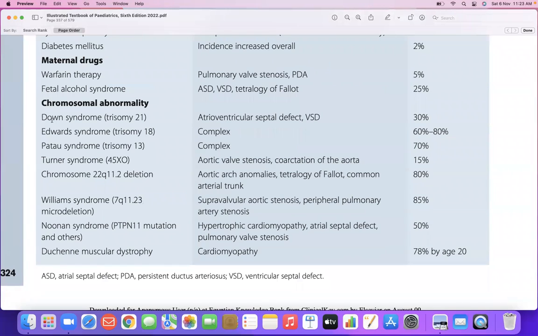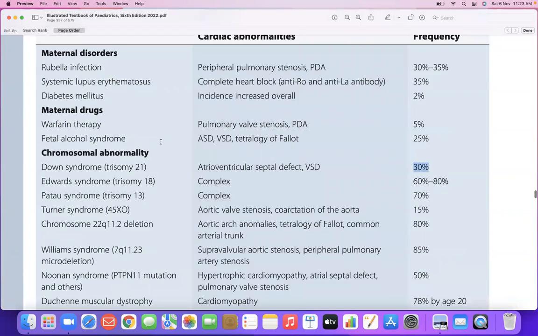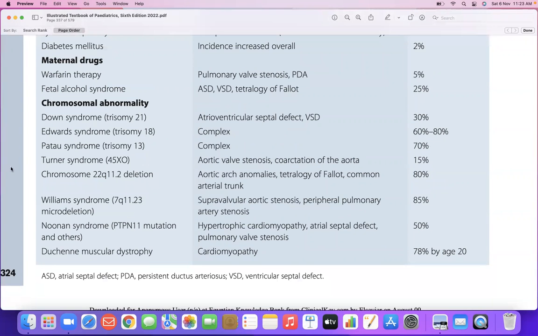Next, chromosomal abnormality. So you have Down syndrome, as I told you before, with AVSD and VSD, and it is 30%. Here he has given the frequency, how commonly you see this. Next, you have all the trisomies you can see here, 21, 18, and 13. In 18 and 13, you will have complex congenital heart disease.